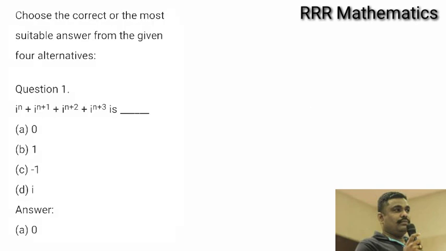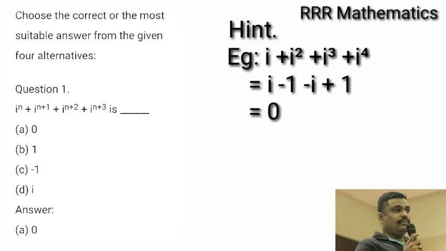Question number 1. We have i^n plus i^(n+1) plus i^(n+2) plus i^(n+3) is dash. So in this case I will consider an example: i plus i square plus i cube plus i power 4. For any complex number with base i, the power multiple of 4 is always 1. That is i power 4 equal to 1, i power 8 equal to 1, i power 12 equal to 1, i power 40 equal to 1. So i power multiple of 4 is always 1. So in this case we have i square minus 1, i cube that is minus i, i power 4 is plus 1, whose sum is 0.